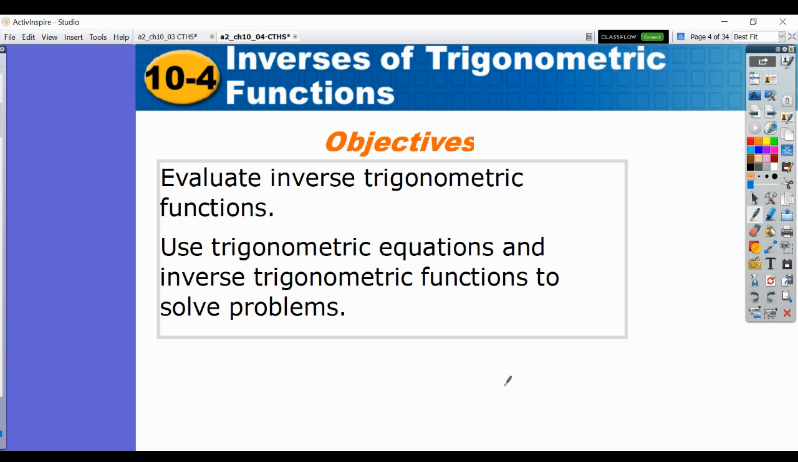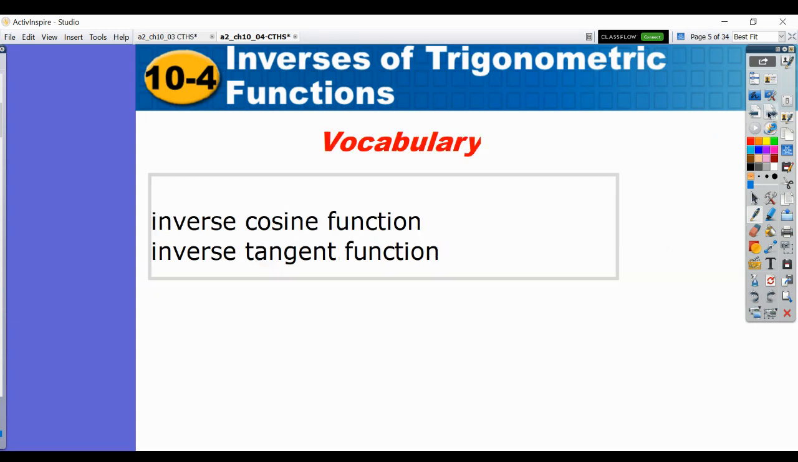Welcome back for Algebra 2, Section 10-4 lesson. So we're not going to do a warm-up today. We're just going to get started on the lesson. What we're going to be doing is evaluating inverse trig functions today and using trig equations to solve some application problems. First of all, we're going to learn what inverse means.